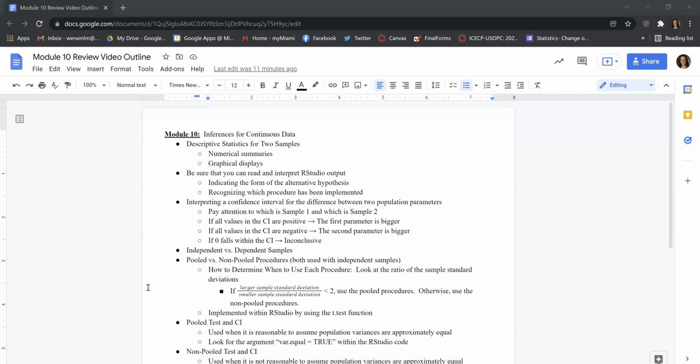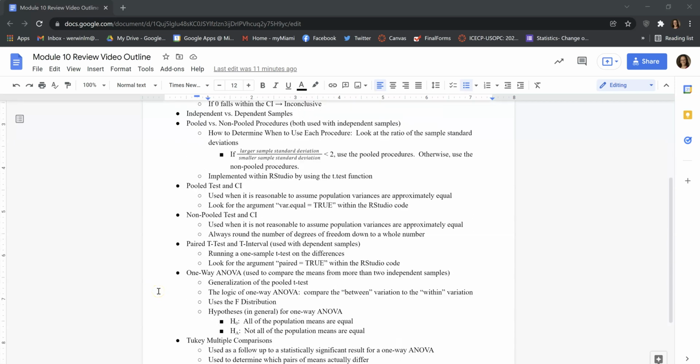The pooled test and confidence interval is what we use when it's reasonable to assume the population variances are approximately equal, as I just explained. You want to look for the argument var.equal equals true within the RStudio code. That's how you tell RStudio, hey, I want you to run the pooled version. The default in RStudio is to run the non-pooled version, which makes sense.